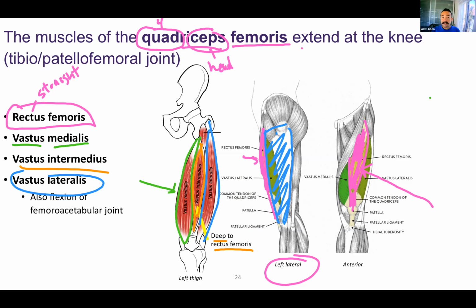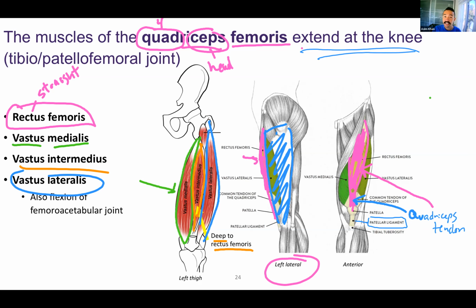These muscles, because they're on the anterior side of the femoral region, insert down to the patella, which then connects down to the tibia, because you have the quadriceps tendon. Write this down. The quadriceps tendon is attached to the patellar ligament. It's for extension of the tibiopatellofemoral joint, extension of the knee.